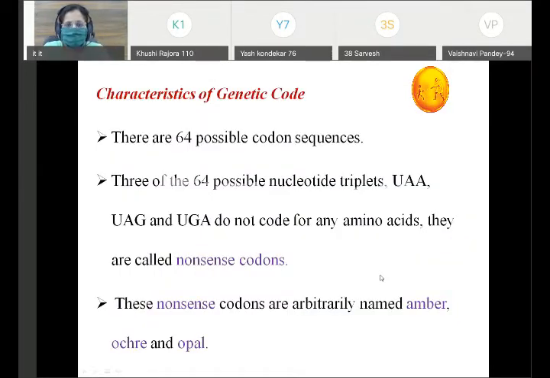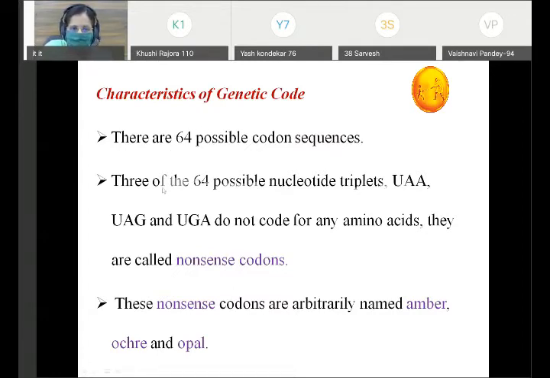Now coming to the characteristics of genetic code. As we have seen, genetic code is a triplet. We have 4 nucleotides, so the number of permutations and combinations with this genetic code gives 64 possible codon sequences. Okay, 4 into 4 into 4, as we have triplet and 4 nucleotide bases, or nitrogen bases. Okay, so there are 64 possible sequences.